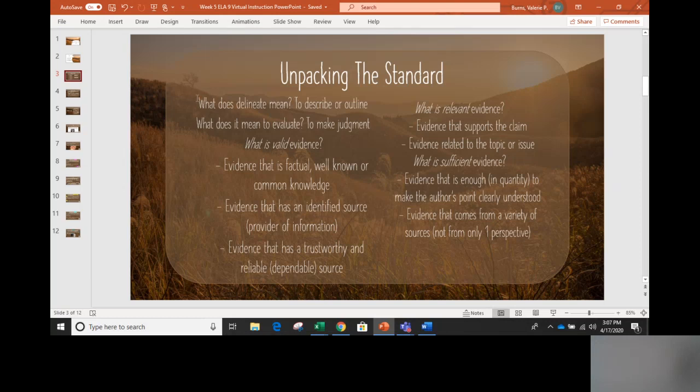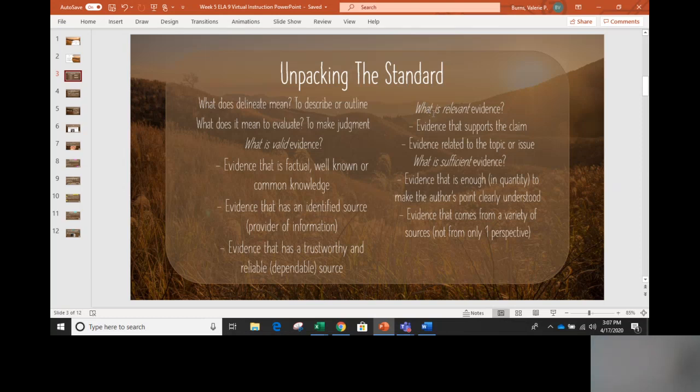Let me backtrack here a little bit. What does delineate mean? It just means to describe or outline. To evaluate means to make a judgment. Over here we have what is relevant evidence. Evidence that supports the claim, evidence that's related to the topic or issue.